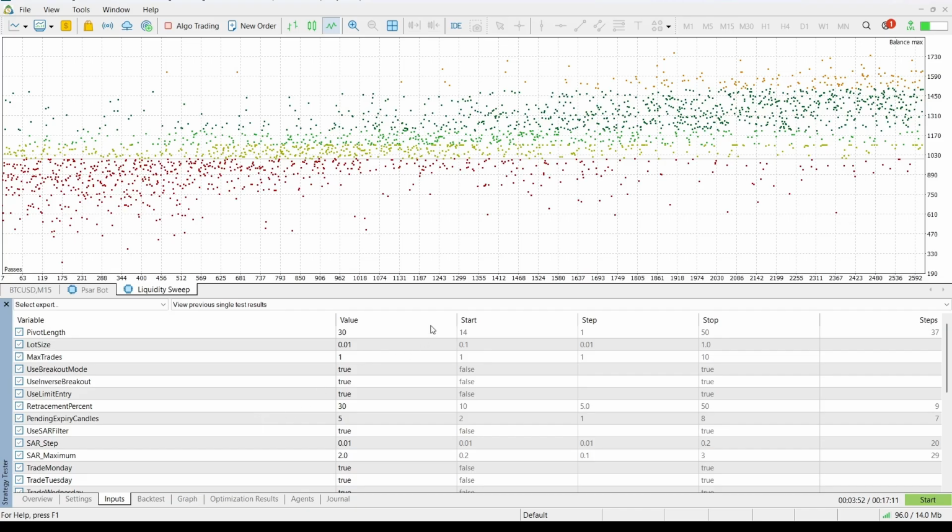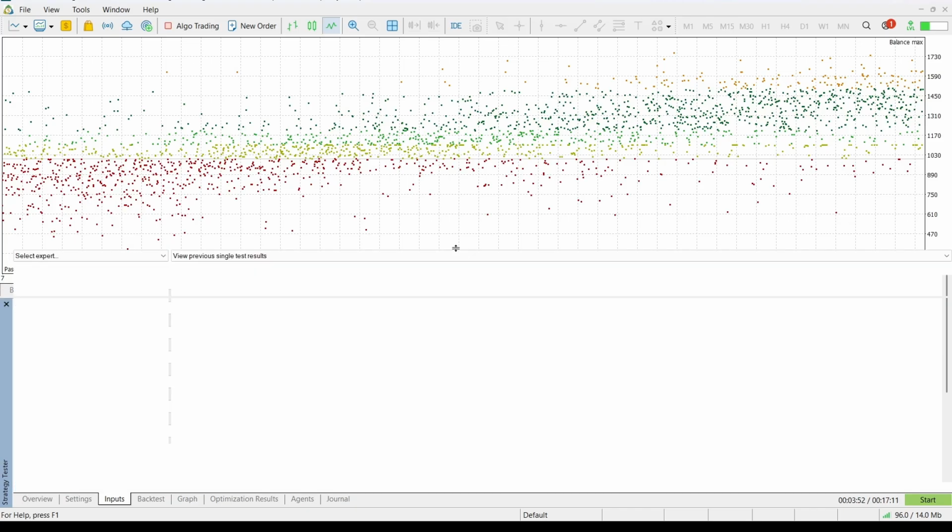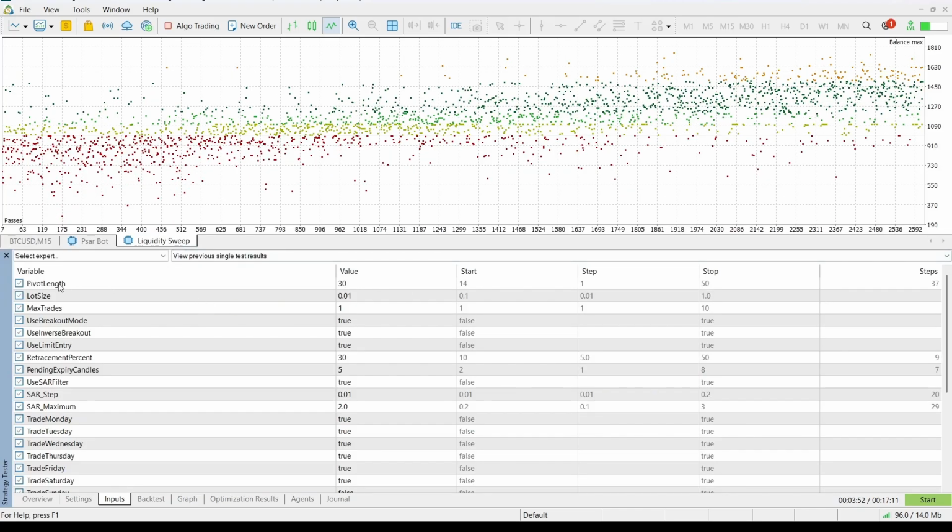Now, if we go to the inputs of this robot here, you can see it uses a pivot length, and it plots high and low levels. So this is what I'm using for the liquidity levels. It's got a breakout mode as well, so it can also trade breakouts based on those liquidity levels. It's got an inverse breakout, which I'm using for the liquidity sweep. You can also call this a liquidity sweep entry function.